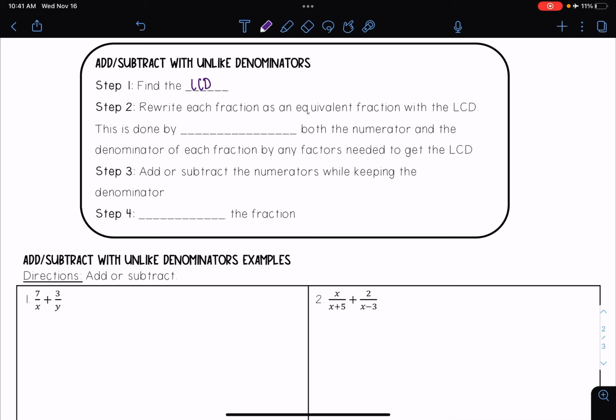After we find this, we're going to rewrite each fraction as an equivalent fraction with the LCD, so with that least common denominator. And this is done by multiplying both the numerator and the denominator of each fraction by any factors needed to get the LCD. And then step 3, we're going to add or subtract the numerators while keeping the denominator. And then lastly, we'll simplify the fraction.